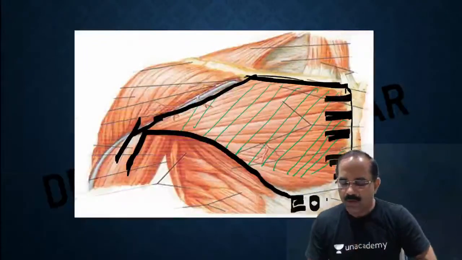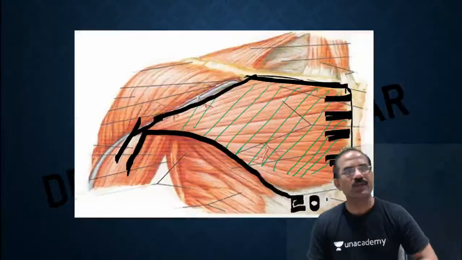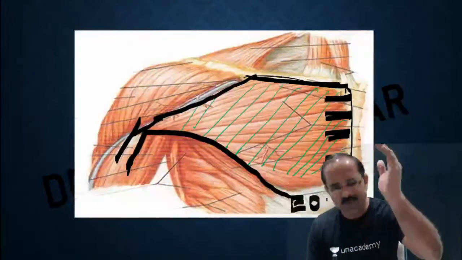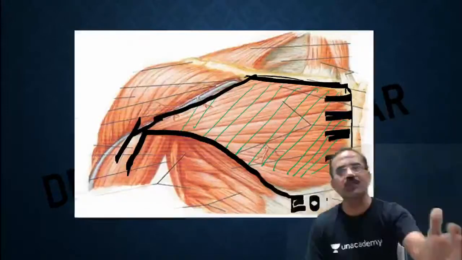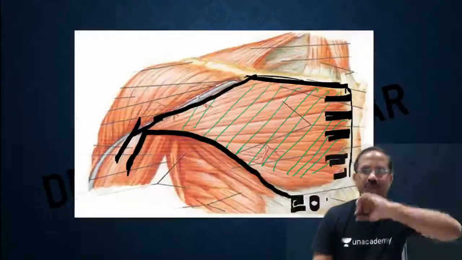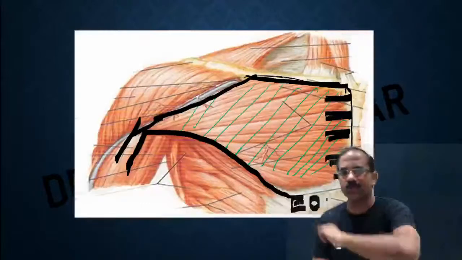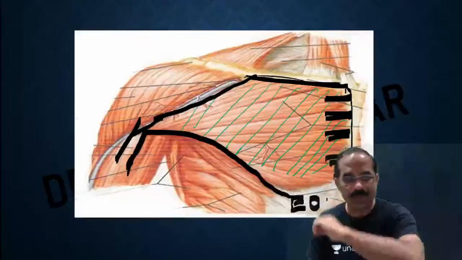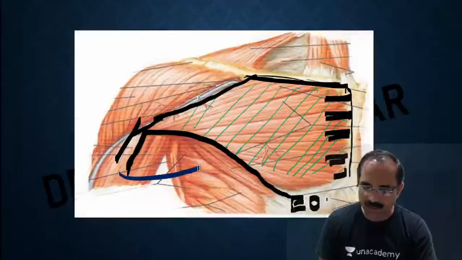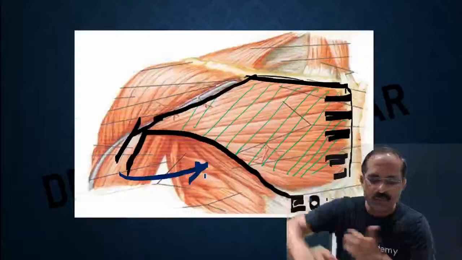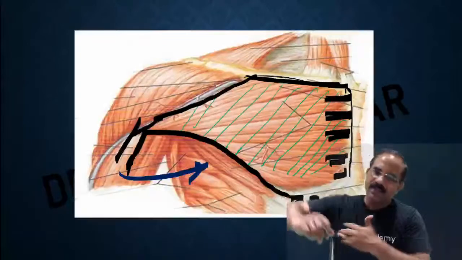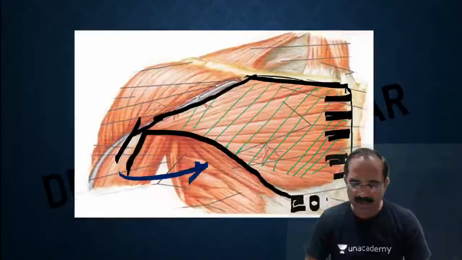Now tell me students, the origin is here. The insertion is on the humerus. Remember, as a rule, when a muscle contracts, it always brings its insertion close to its origin. So when this pectoralis major contracts, what does it do? It does this. What is it? Takes the arm towards the body. What is this? Adduction.